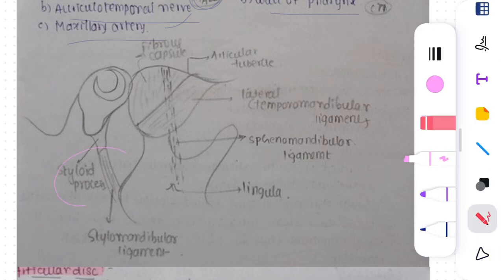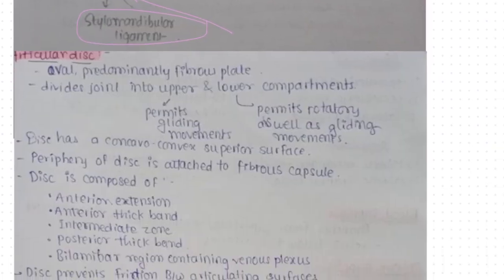So this is the diagram. You can see the ligaments, the styloid process, and there is the stylomandibular accessory ligament, and this is the spinomandibular ligament, and this is the laterally present lateral temporomandibular ligament, and centrally the fibrous capsule is present. So ligaments are so easy. There are 4 ligaments, and that's it.